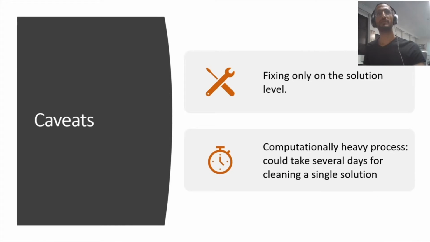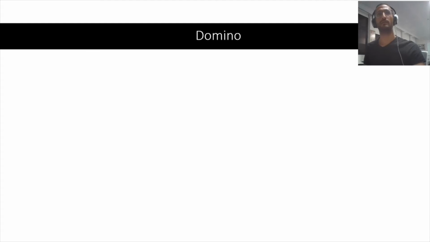This EMP procedure has two main caveats. First, it marks GO terms at the solution level, and not per module individually. And second, it is a computationally heavy process, and it could take even several days to fix a single solution. This motivated us to devise a novel algorithm that will have a reduced rate of false GO term calls. We call this algorithm DOMINO.